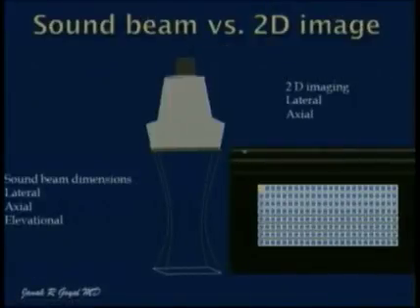This is what the ultrasound beam looks like, and this is how your image will look. You have an ultrasound beam which is three-dimensional, has lateral, axial, and elevational dimensions, whereas you will only see lateral and axial dimensions on your image.